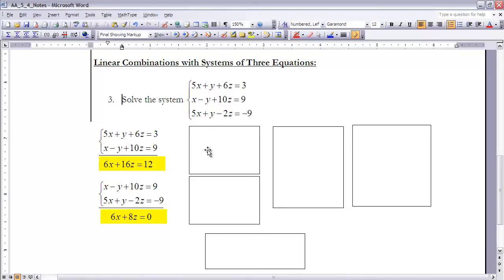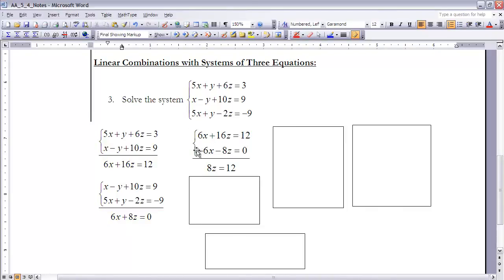So the next step that I'm doing is I'm going to solve the system involving x and z. So if I do that, okay, well, one was a positive 6x here, and so was this one. So if I just multiply the bottom one through by negative 1, I get negative 6x minus 8z equals 0. And then I can add these two equations together. The 6x's cancel out, and I have a 16z and a negative 8z, which gives me 8z. And a 12 plus 0 is 12. So now I have one equation in terms of z, which we can easily solve.